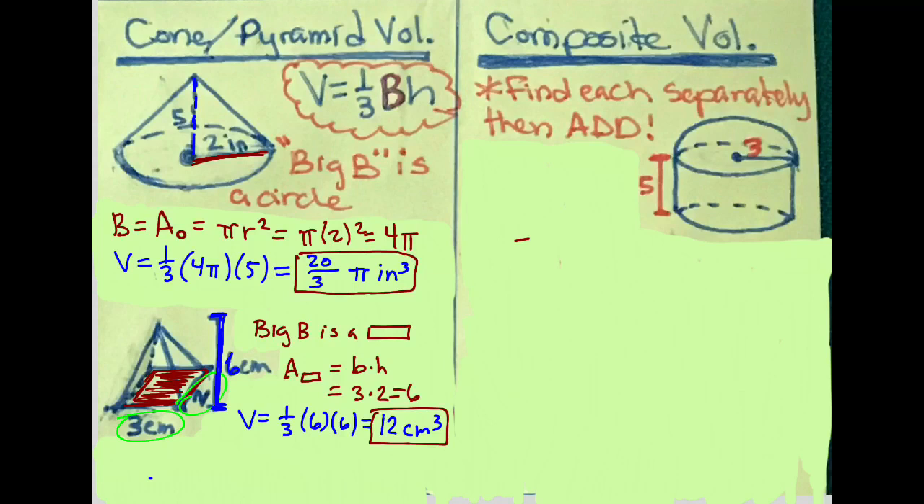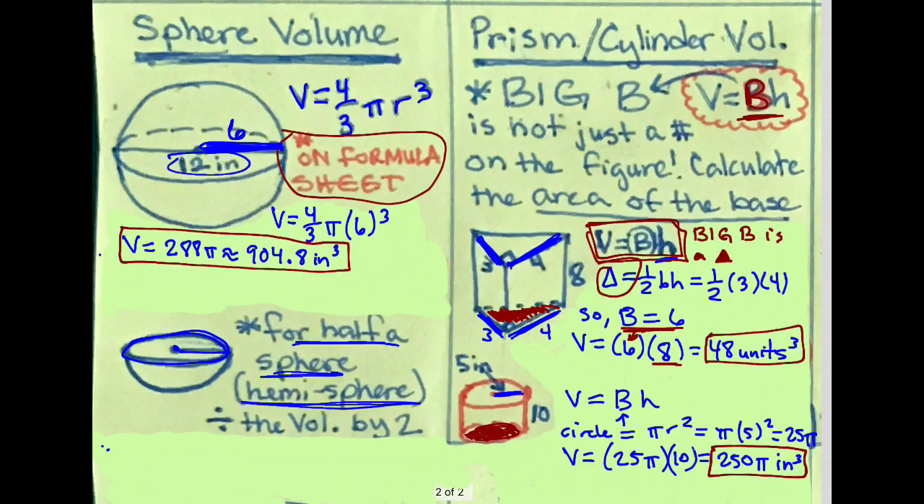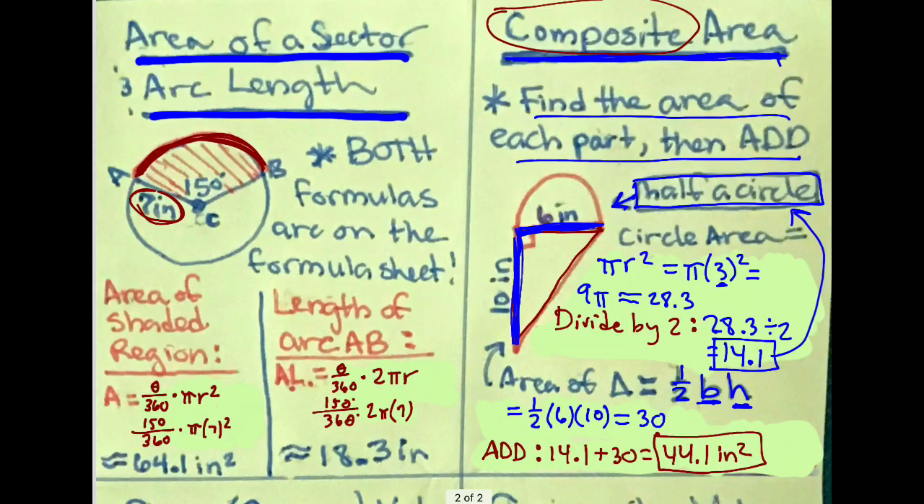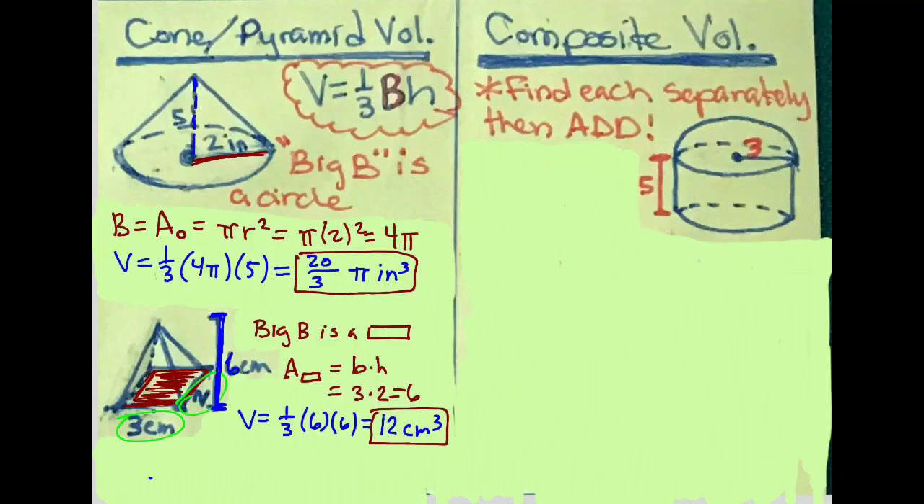Alright, so for a composite volume, notice on this one we did composite area, so we just used 2 area formulas. Well, for composite volume, it's a 3D image, so we're going to have to use 2 volume formulas, and then we're just going to add them together at the end. So if you notice, you have 2 figures here. You should see half of a sphere, so we have a hemisphere at the top, and then we also have a cylinder. So the first thing we need to do is go ahead and find the volume of that sphere.